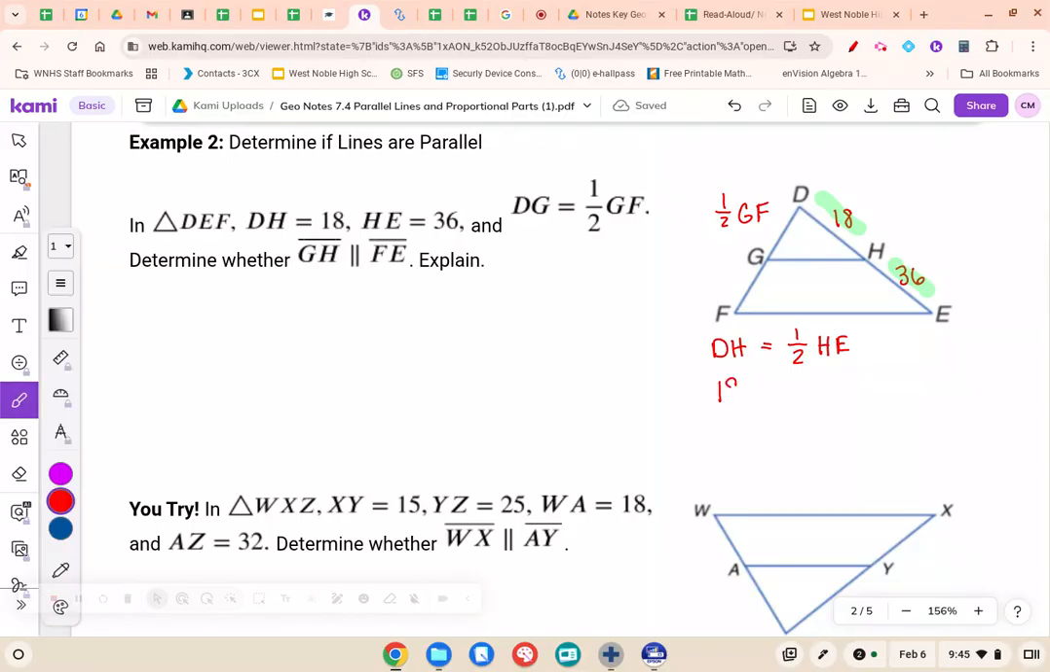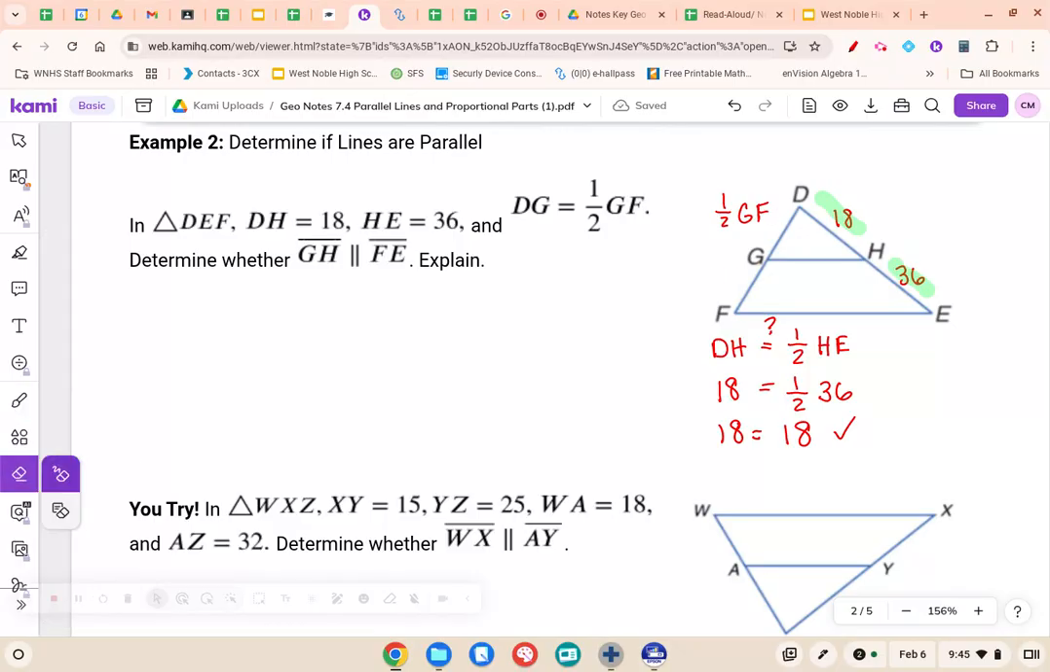DH is 18. We have 1/2. HE is 36. If I do this math, I get 18 equals 18, which checks out. That means if I were to plug in, say, 10 here, DG is 1/2 of 10. This would be 5. I'm just making random numbers up right now. These are proportional to each other. The smaller part is half the size of the other part.